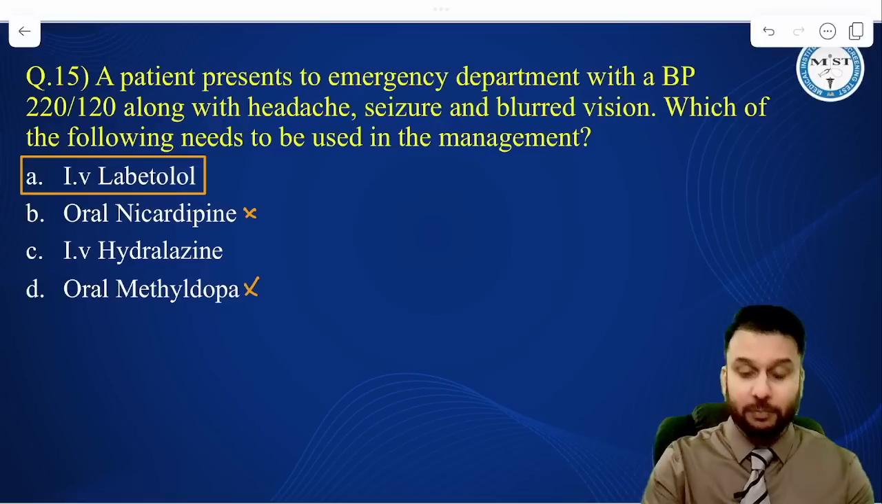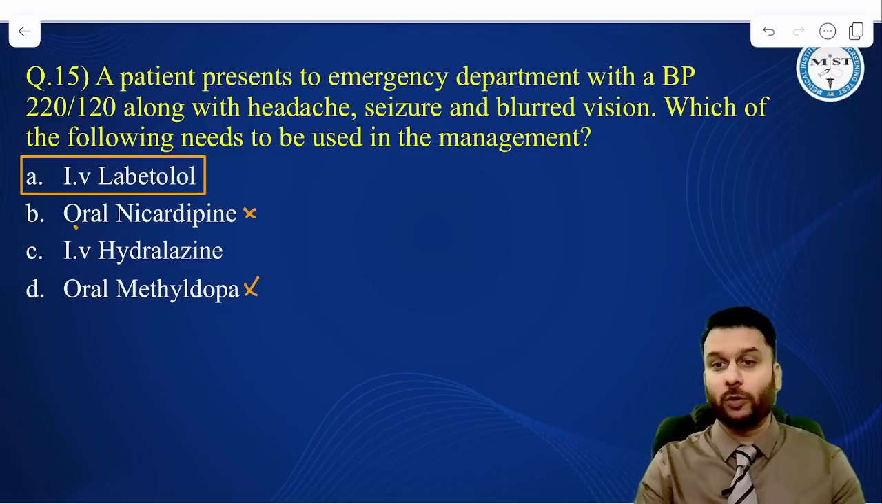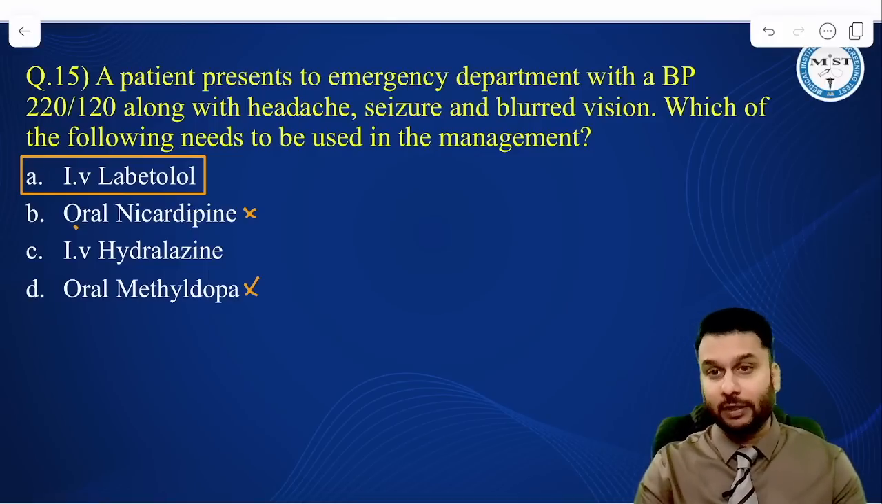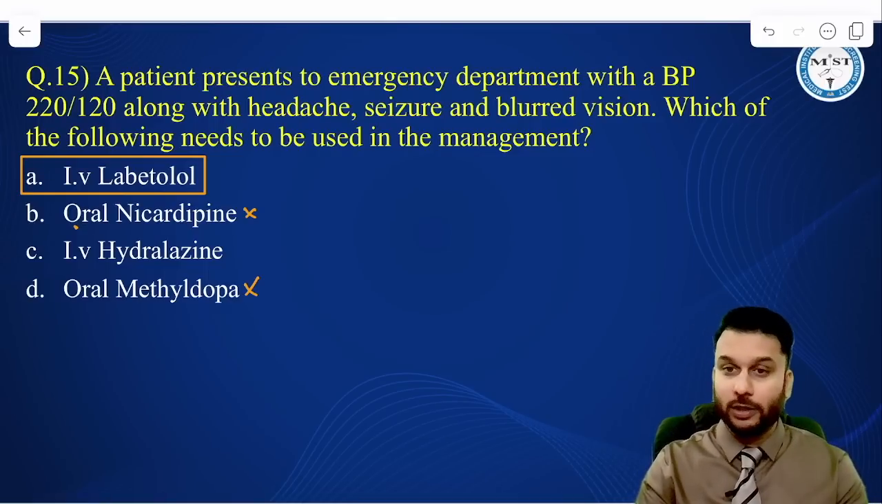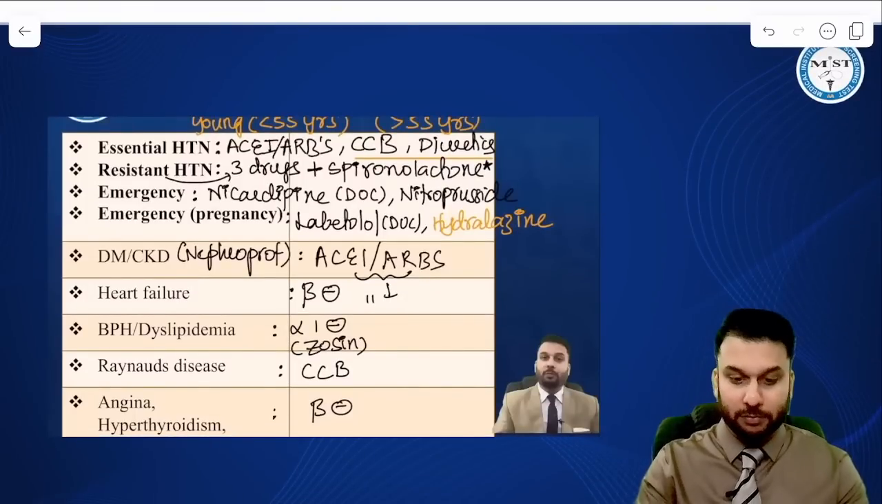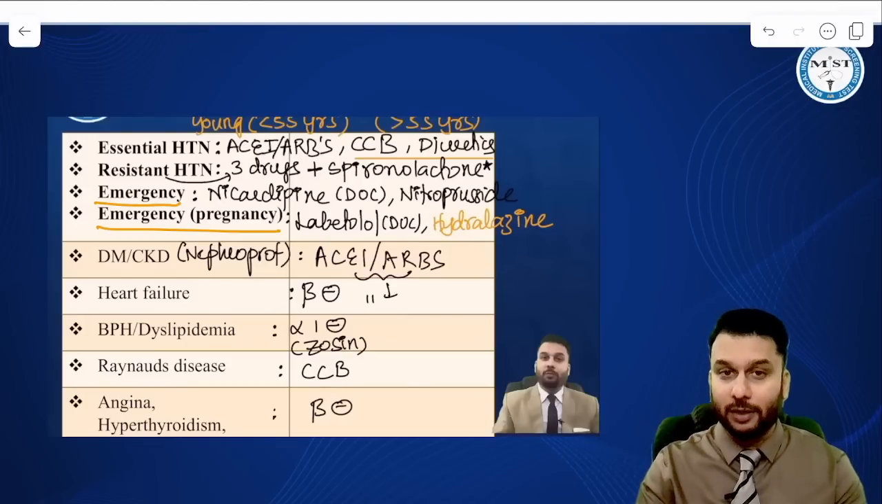Although nicardipine is mentioned, nicardipine is the drug of choice in emergency, but we won't give it orally. We need fast action, IV. Nicardipine is given IV as well, so labetalol is a better answer here. This is a list when it comes to hypertension. I asked you to remember, especially the emergency. We have very clearly discussed which drugs to be given in emergency normally and in pregnancy.